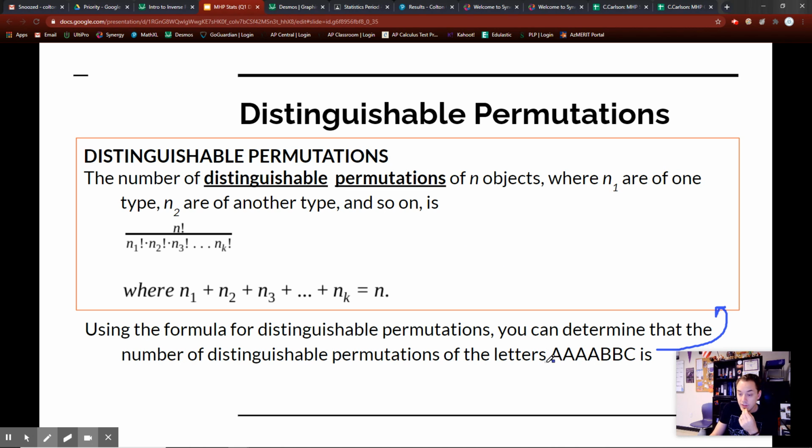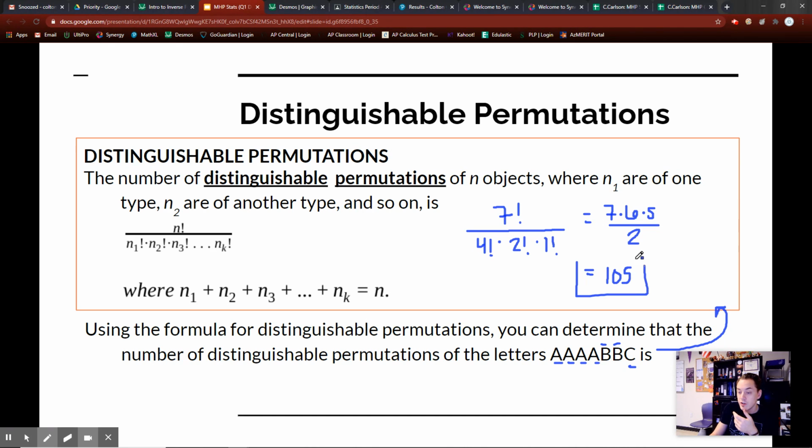Well, if I have 4 A's, I have 2 B's, and I have 1 C. But total together, I have 7. So the total objects is 7 factorial all over, following my formula, the different types or the different letters. So I have 4 factorial for the A's times 2 factorial for the B's, and then times my 1 C. When I do this, I have just 7 times 6 times 5, and then all over 2. So when I actually multiply all this out, it starts simplifying, and eventually I get 105.